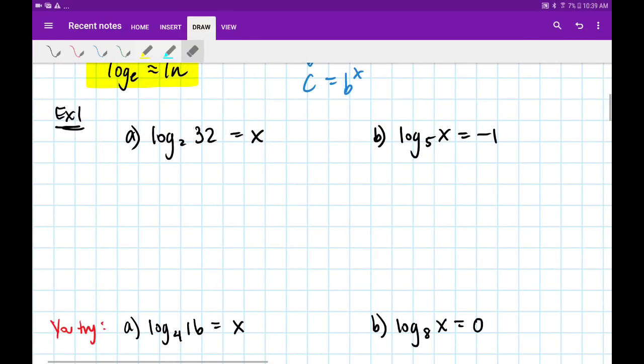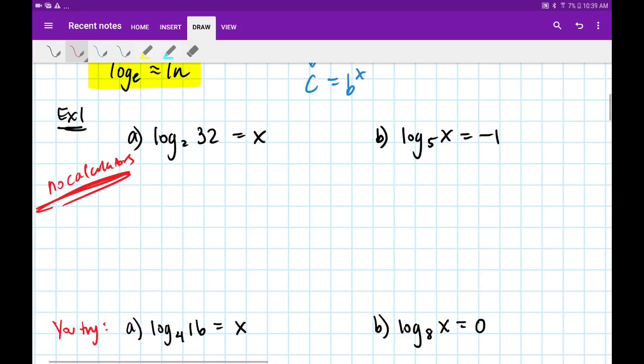For example 1, we want to solve for x. Keep in mind, no calculators for these problems today. If I want to solve for x, what form am I in? I'm in log form, and that means I should go into exponential form. We cross out the log, bring down the 32, and set it equal to my base to the power of x. You just circle your base and take it across: 2 to the x. So the question we're really dealing with is, 2 to which power will give me 32?